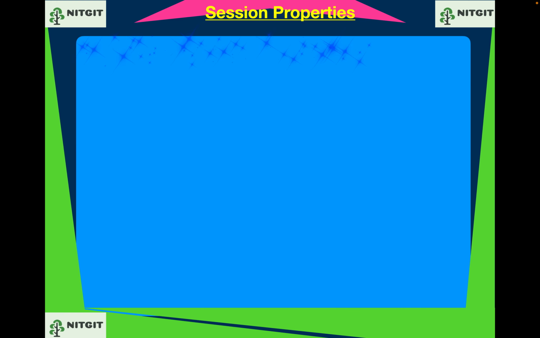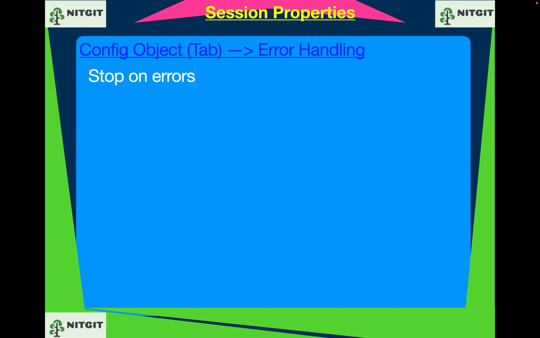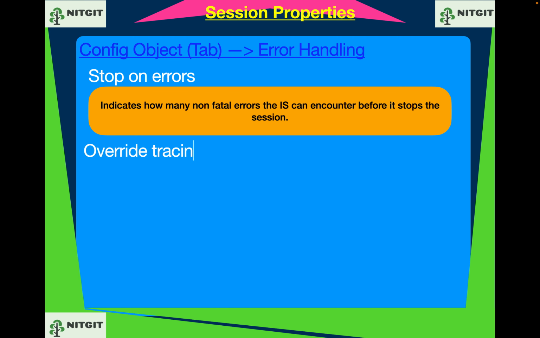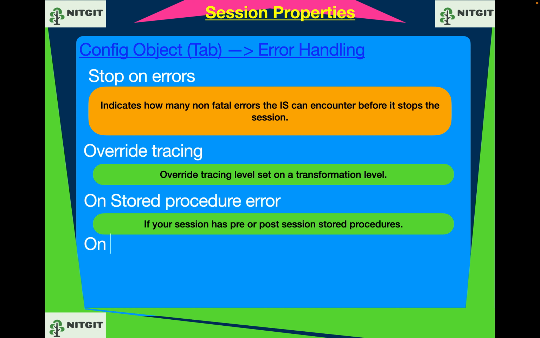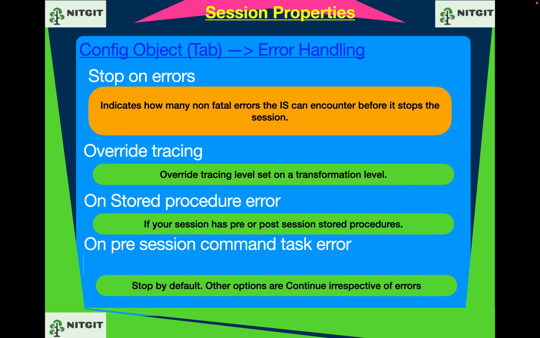Stop on errors, which is very important. The stop on errors option is by default set to 0. That means in case of non-fatal errors, it will never fail. It will simply keep the rejected rows in the logs. If you set it to 1, then that is like a threshold. So if one error has been set up in stop on errors, then if one non-fatal error occurs, it will stop the session and write the information into the log.